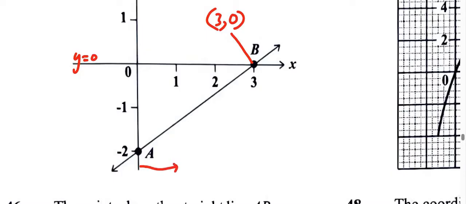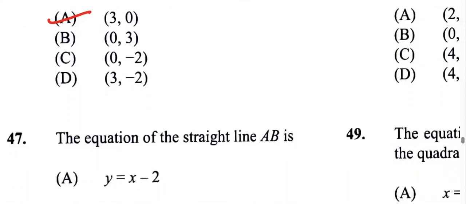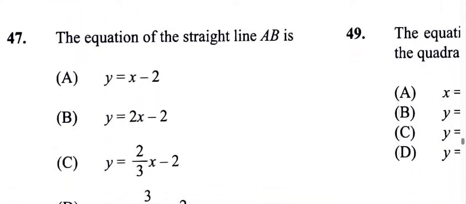And on the y-axis, x is 0. So we're going to keep those points in mind. So it's going to be 3, 0. That's A. They want the point itself where it crosses the x-axis, the horizontal axis. The equation of the straight line AB is, which one of these would be the equation?